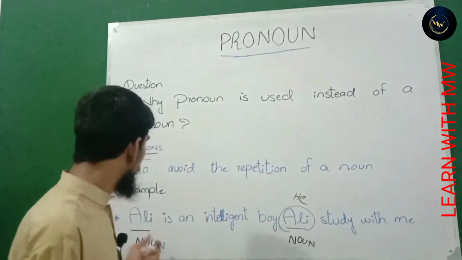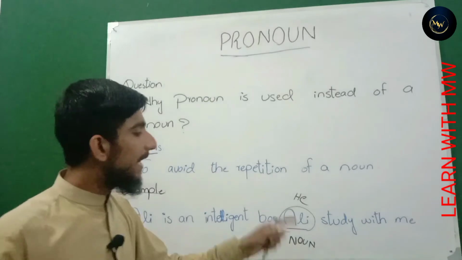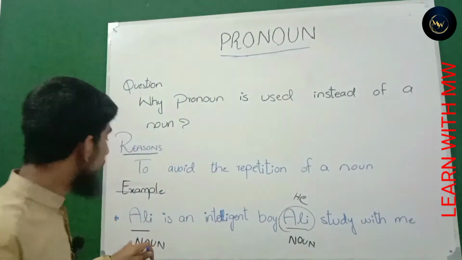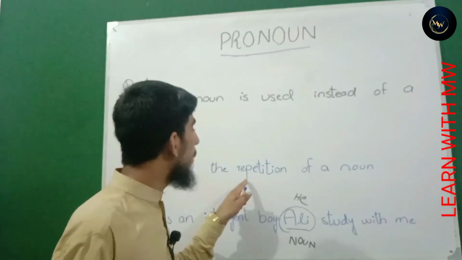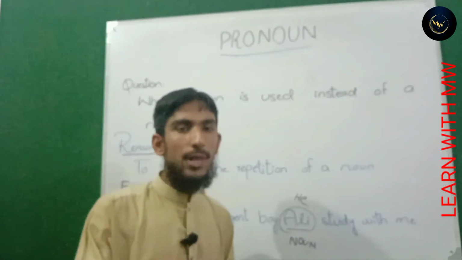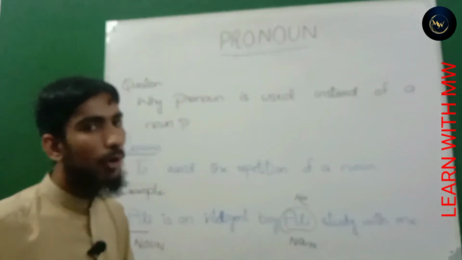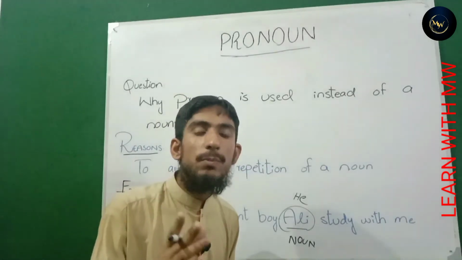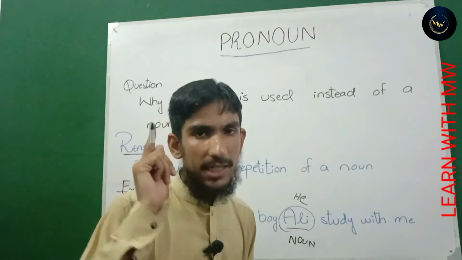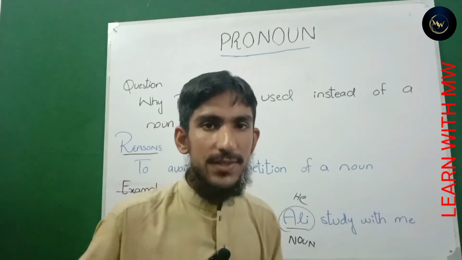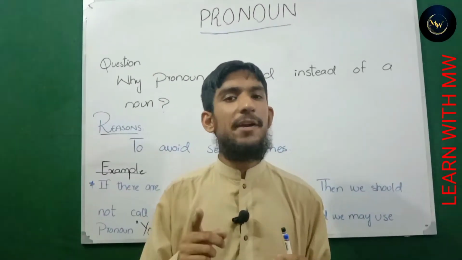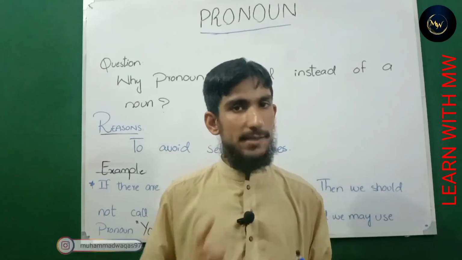So the first reason that we discussed: in order to avoid the repetition of the noun, we use a pronoun. Example, Ali is an intelligent boy and Ali studied with me. So now in this example, Ali came twice. So to avoid the repetition of the noun, we may use the pronoun he. For example, Ali is an intelligent boy, he studied with me. Now we will be discussing some amazing and classy reasons that explain why pronouns are used instead of nouns. So let's begin.